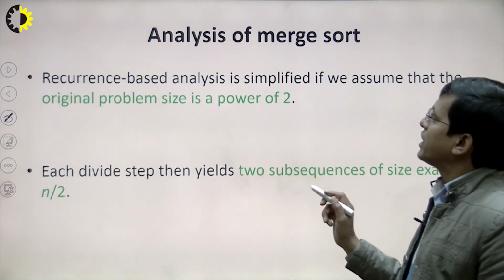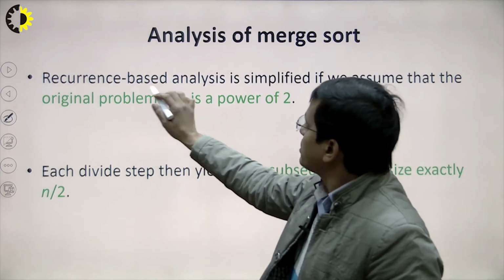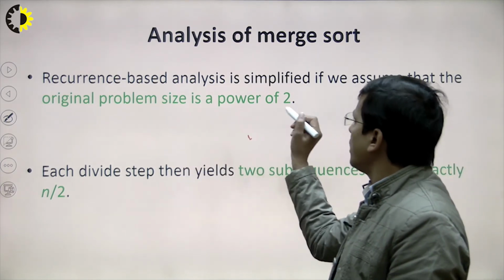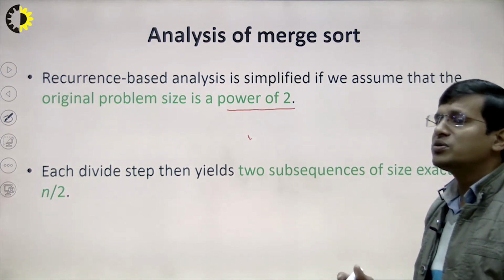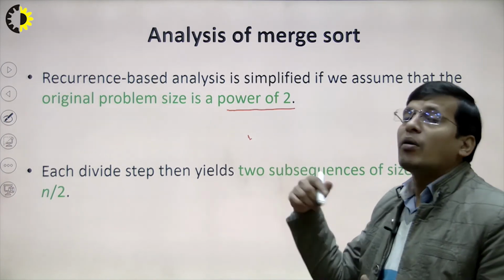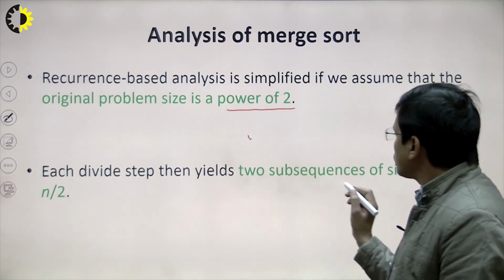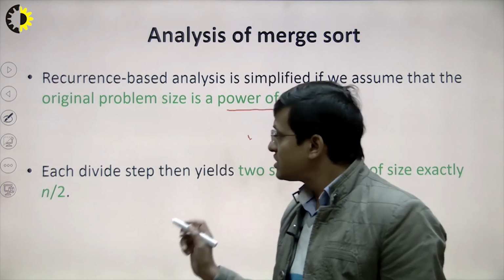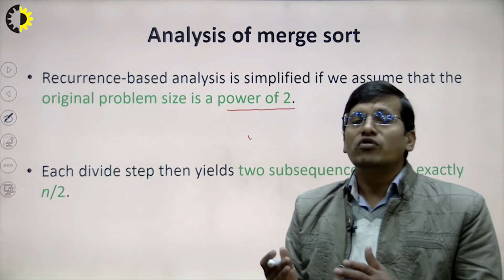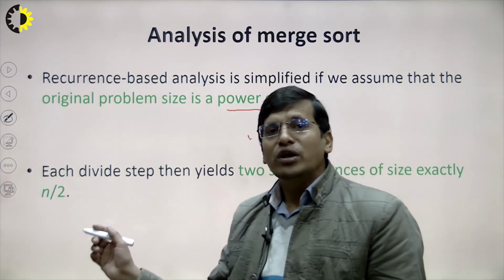Now we will see the analysis of merge sort, because merge sort is also based on the divide and conquer strategy, but in this case it is recursion based, right? It is simplified if we assume that the original problem size is a power of 2, right? Because suppose we select the number of elements as a power of 2, that will be better, right? Each divide step then yields two subproblems of size exactly n by 2, just like an even number of elements divided by 2 gives n by 2 elements, right?